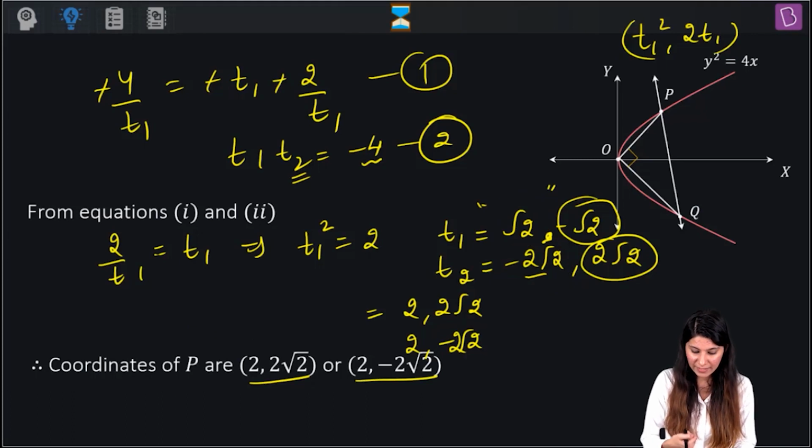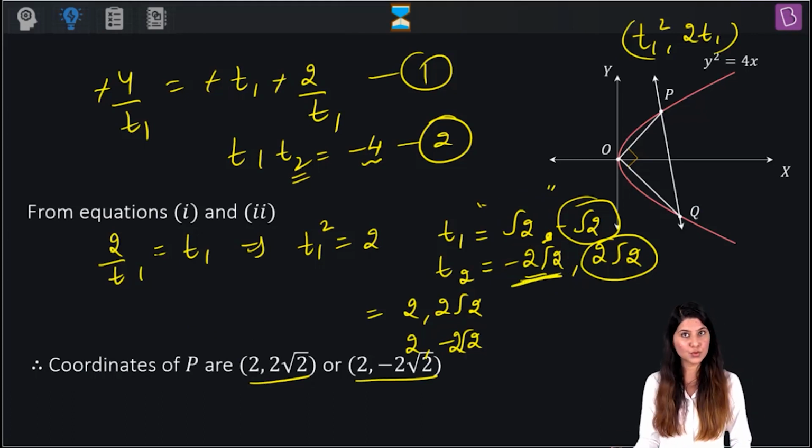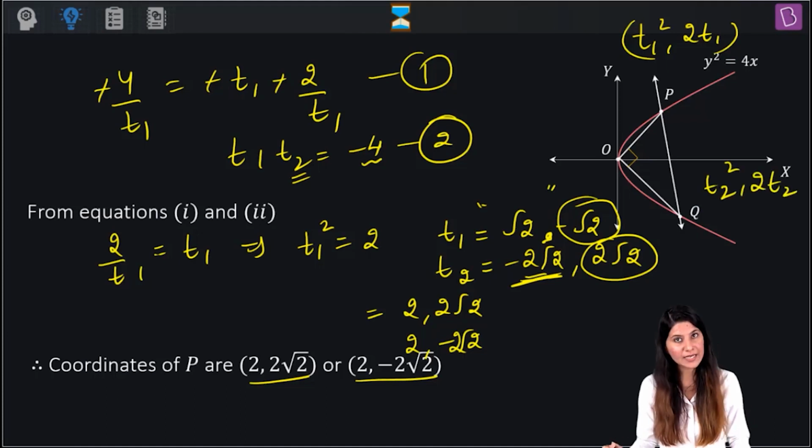Similarly, if T2 is minus 2 root 2, then what will happen? T2 square comma 2T2 will be there. And if you substitute T2 equals minus 2 root 2, you get 8 comma minus 4 root 2.